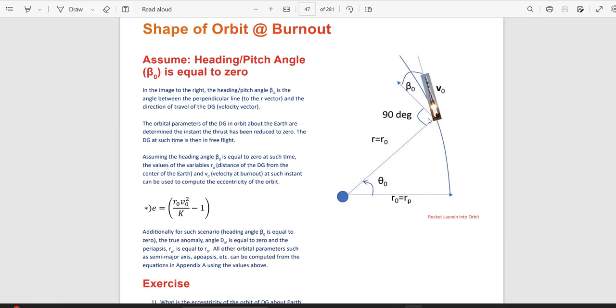And the velocity at burnout, also known from the instruments, can be used to compute the eccentricity of the orbit. Additionally, for such a scenario where this is 0, again the spacecraft is headed in this direction, the true anomaly is equal to 0, and the periapsis is equal to r sub 0. So from these values, all other orbital parameters can be computed: semi-major axis, apoapsis, eccentricity, etc.